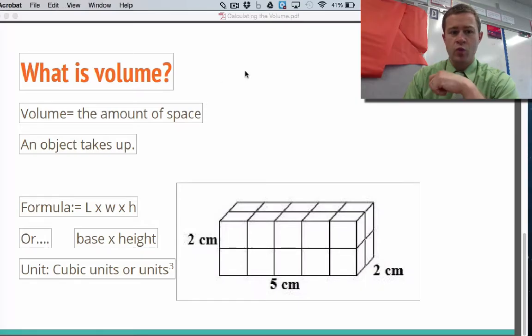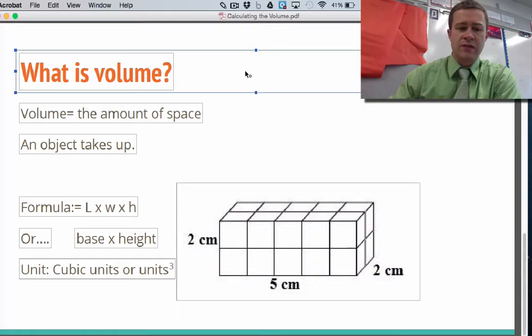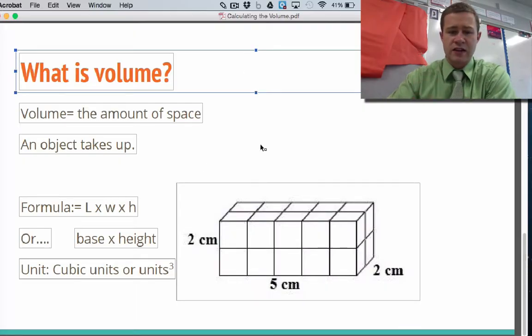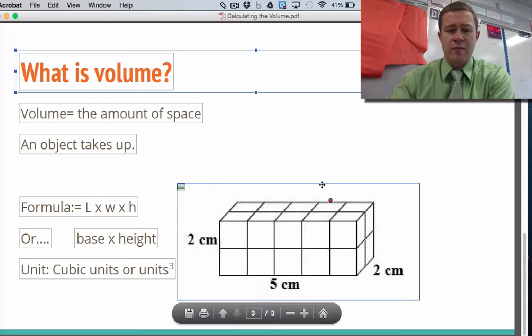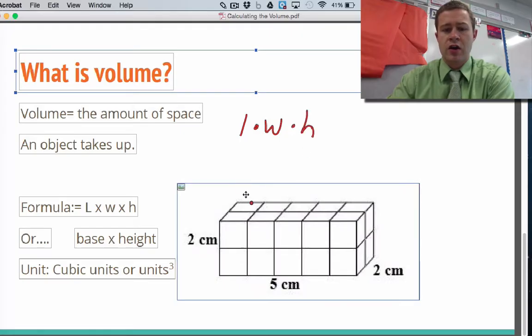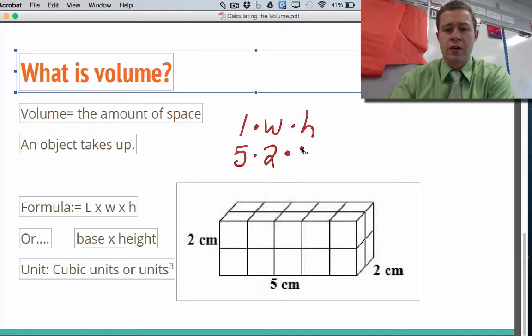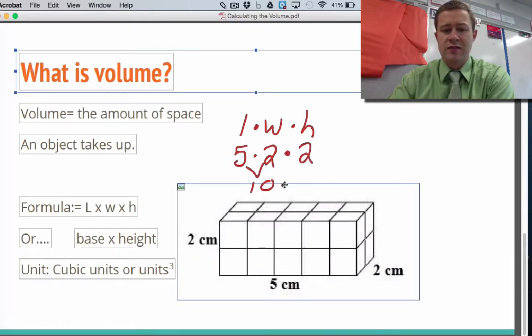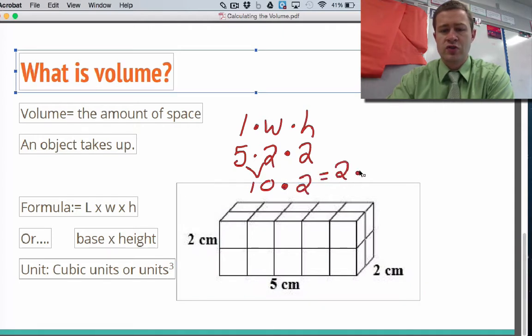Going farther, what is volume? It's the amount of space that a shape takes up. And so when I'm calculating this, I have my formula, and then I input my amounts in there. To calculate it, remember it's length times width times height. Our length is 5, our width is 2, and our height is 2. So I multiply 5 times 2 gets me 10, times 2 gets me 20.